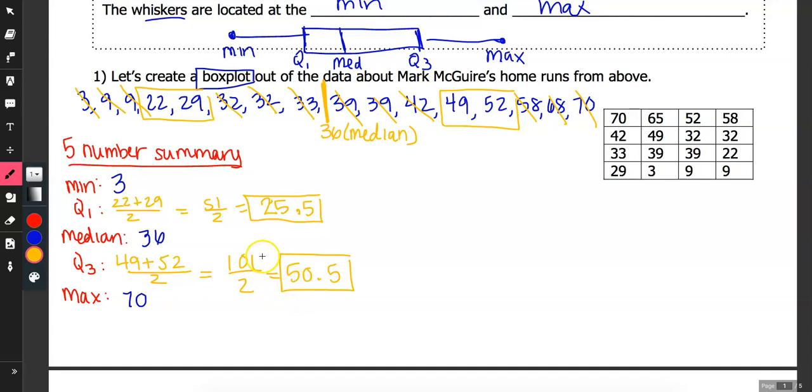We're going to learn how to find this in our calculator, so you won't always have to do this by hand. After this lesson, we won't really do it by hand very often. But let's use these 5 numbers to make our box plot.